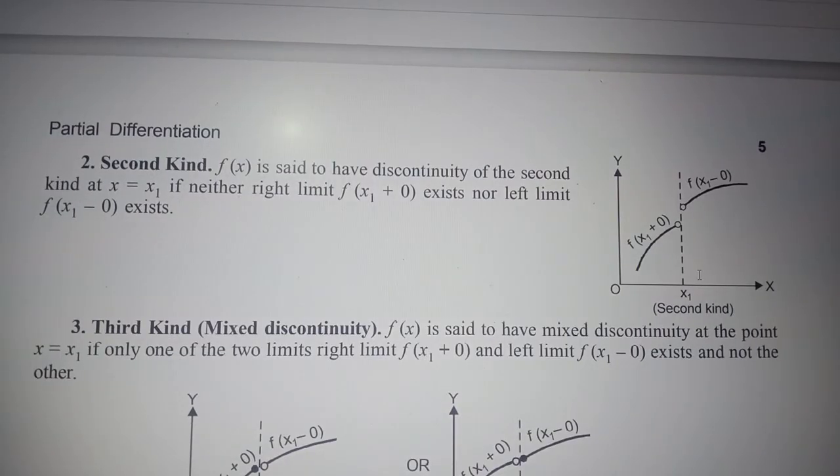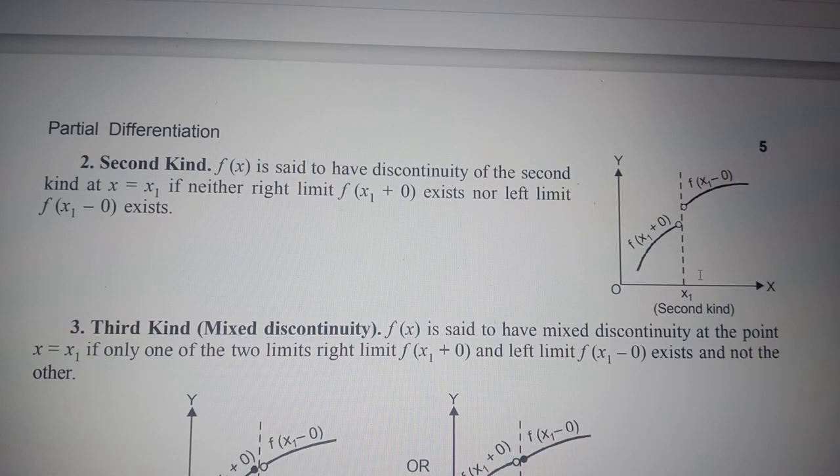What do you mean by second kind discontinuity? f(x) is said to have discontinuity of the second kind at x equal to x1 if neither the right limit f(x1 plus 0) exists nor the left limit f(x1 minus 0) exists. Okay, they do not exist. The right and left limits do not exist there.